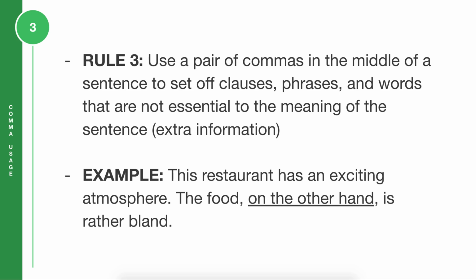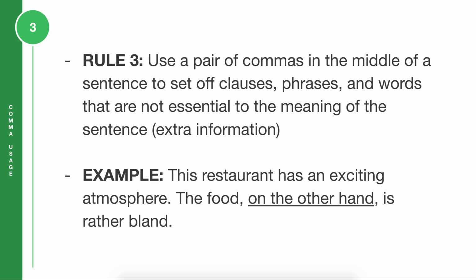So in that second sentence, the underlined portion, on the other hand, that is extra information for our sentence. We could take that chunk of the sentence out and the sentence would still make sense. We could still say the food is rather bland. That works on its own. What we've done here is we've just added extra information into the middle of it to help with a transition. However, it isn't necessary. And so when we're putting information into a sentence that isn't necessary, just like we did here, we are going to put a comma before and after that non-essential information.